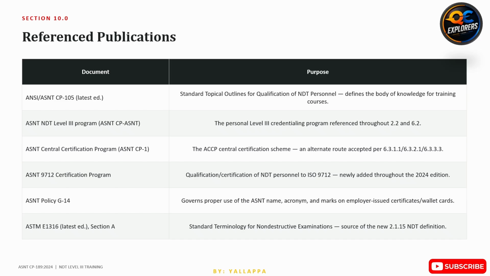The standard also cites ASNT Policy G14, which governs the correct use of the ASNT name, acronym, logo, and trademarks on employer-issued certificates and wallet cards. Finally, ASTM E1316 is referenced as the official source of standardized NDT terminology. In the 2024 edition, it provides the updated definition.